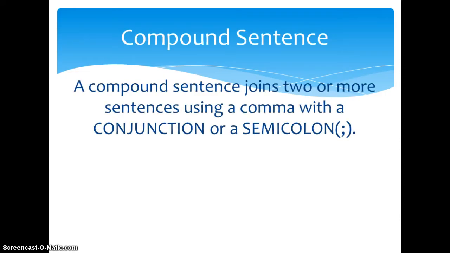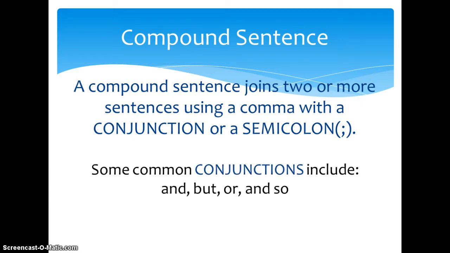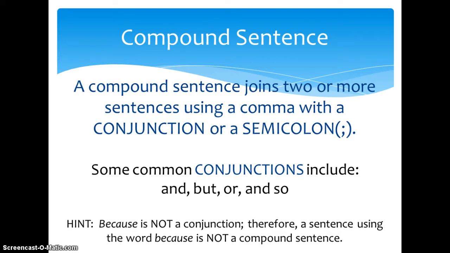A compound sentence joins two or more sentences using a comma with a conjunction, or no conjunction and just a semicolon. Some of the most commonly used conjunctions include and, but, or, and so. One word of warning though, because is not a conjunction. Therefore, when you see a sentence using the word because, it is probably not a compound sentence.